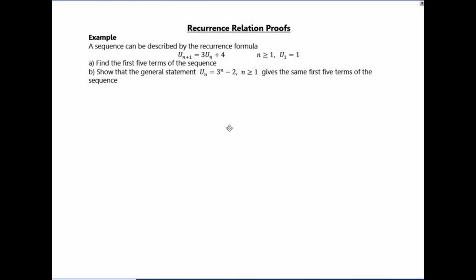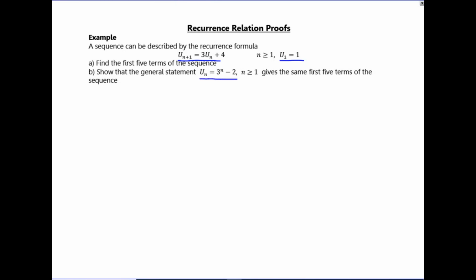So the final type of proof by induction that you might have to do are recurrence relation proofs. You've met recurrence relations in the A2 single maths series pack. A recurrence relation is just a formula to generate a sequence based on the previous terms in the sequence. You need the recurrence relation here and the first term to be able to generate the rest of them. It turns out that you can write these as an nth term formula as well.